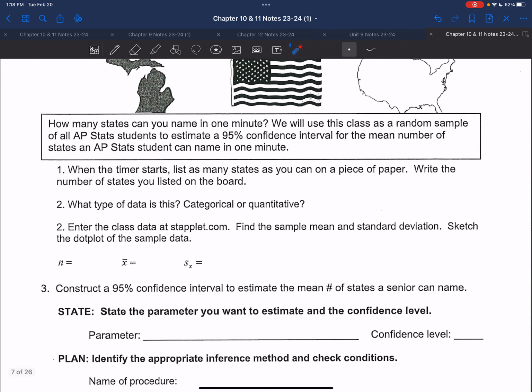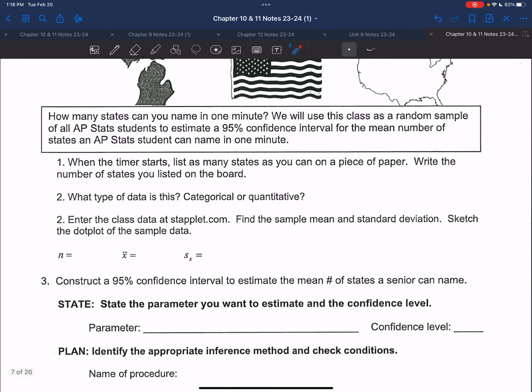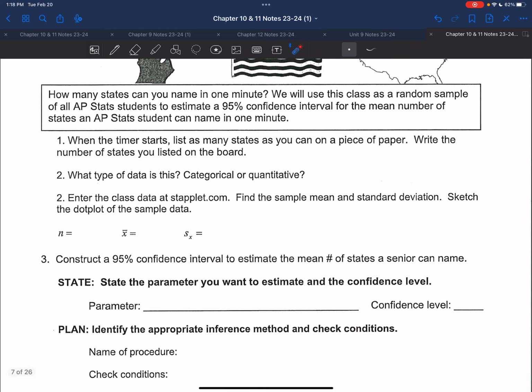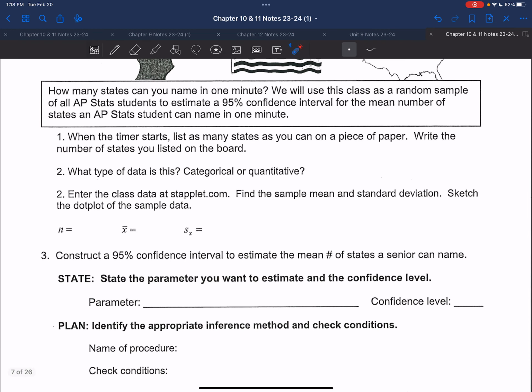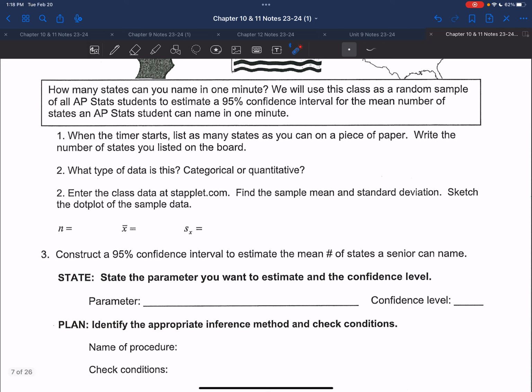Unfortunately, we don't have a physical classroom, so we can't pull our data together. But I will give you some sample data just for the sake of this lesson. If you would like to test yourself, feel free to pause, put a 1 minute timer on your phone or something like that, and see how many states you can name. It says, when the timer starts, list as many states as you can on one piece of paper. Write down the number of states you listed on the board. What type of data is this, categorical or quantitative? This would be quantitative data.